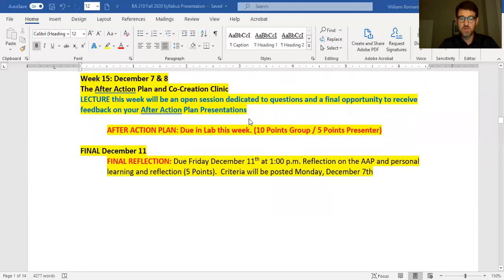The final will be a reflection paper. It is going to be due December 11th. December 11th is the final exam period for this course, and the final reflection paper will be due at the exam time, which is 1 o'clock on that day. That is a time that I do not have flexibility with because of the way that the university schedules their final exams.